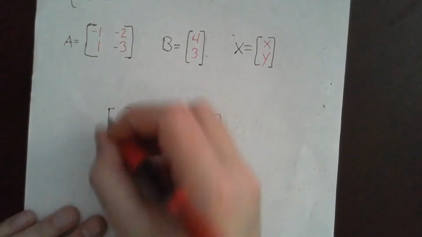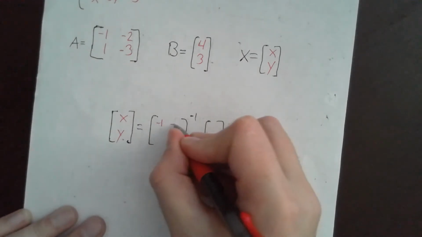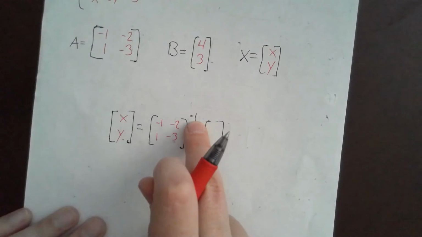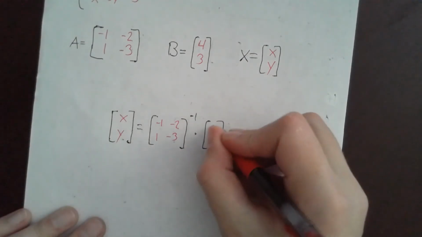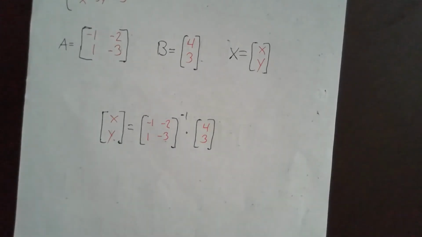Okay, we're almost done here. X, y equals... Then we rewrite A, negative 1, negative 2, 1, negative 3. We take that to the negative 1 power, and then times 4, 3. Let me punch that in the calculator. This is our last one. Hopefully the numbers work out better. I think they will. Again, I just made this up. Who knows? All right, just typing this stuff in.